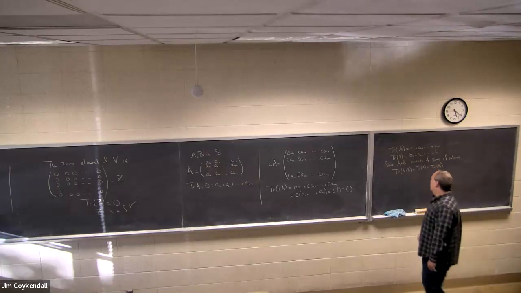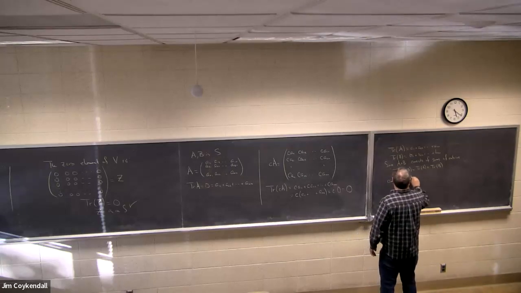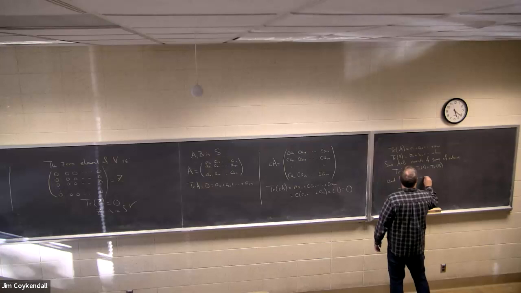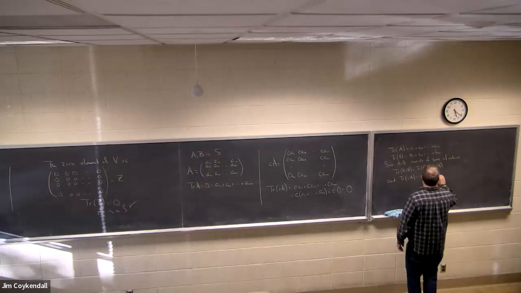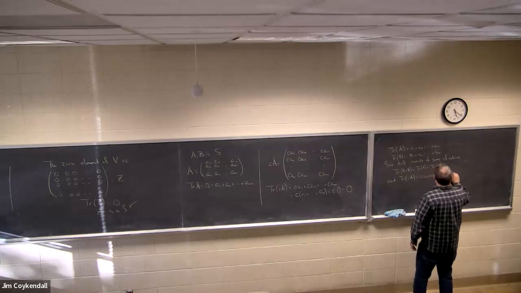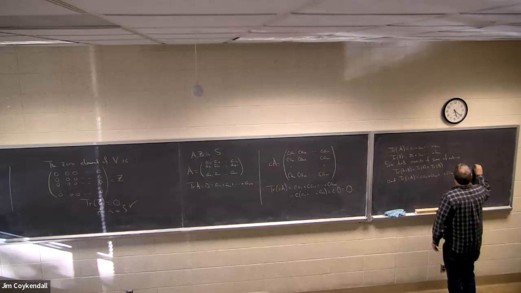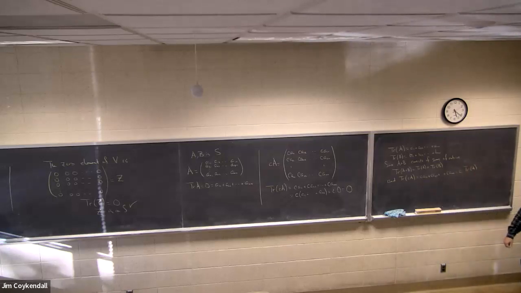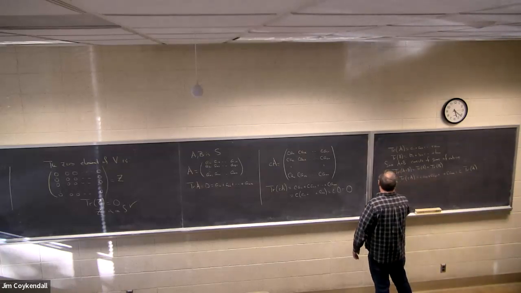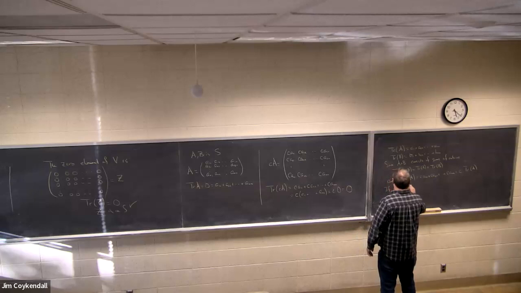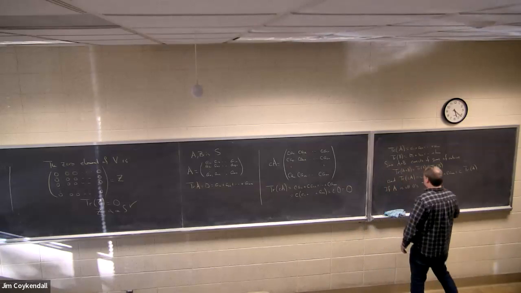Really? And trace of cA is cA11, cA22, which is c times trace A. Agree with that? Okay. So notice that if A is all zeros, trace A is zero.